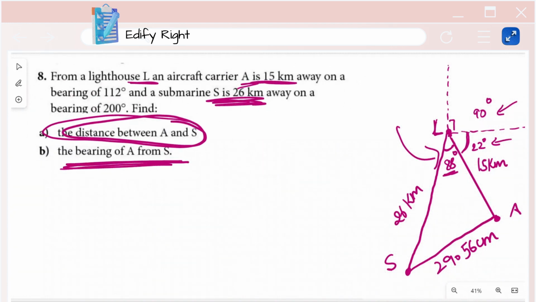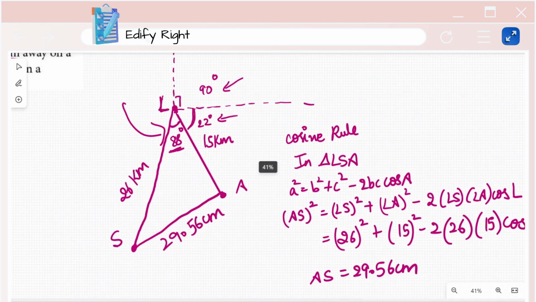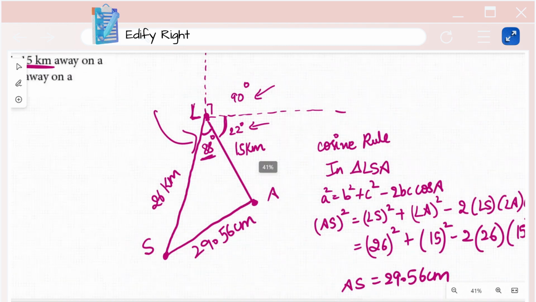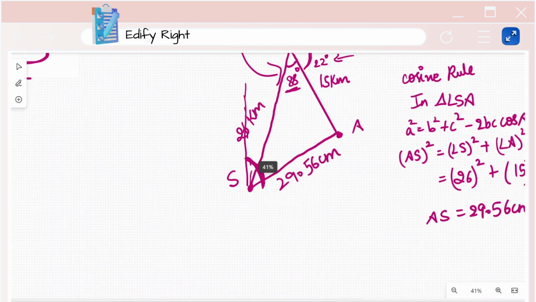The next part of the question is to find the bearing of A from S. So let's first see what the bearing looks like here. The bearing of A from S is basically, if you draw a perpendicular at S, this angle is what they are asking you to find out. Now as you can see, this angle is this angle plus this angle. So the bearing can be divided into two parts. So we can find these two angles over here and then add them together to get the bearing. So let's do that here.